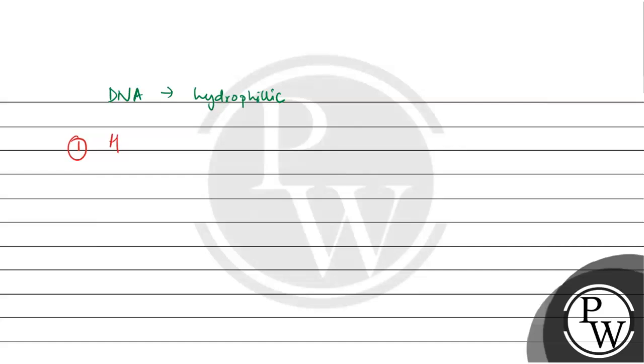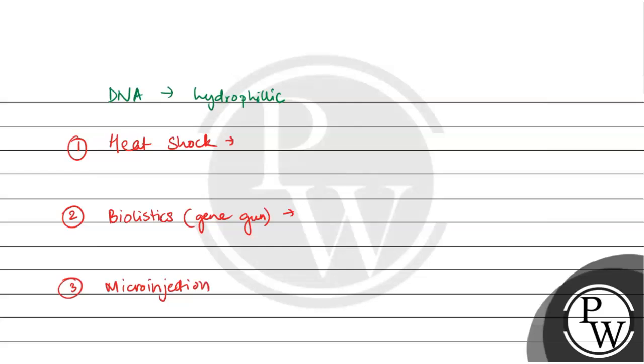There are mainly three transformation methods. First is the heat shock method. Second is the biolistics or gene gun method. And third is microinjection. जो ये pathogen vectors होते हैं, which are used for the transfer of the recombinant DNA, they're basically disarmed. Disarmed मतलब इनका जो पैथोजेनिक जीन होता है वो उनसे निकाल दिया जाता है.